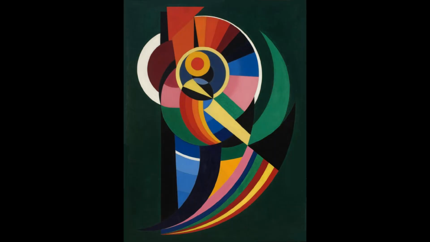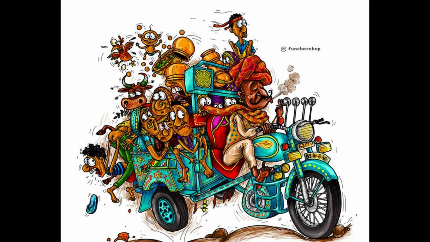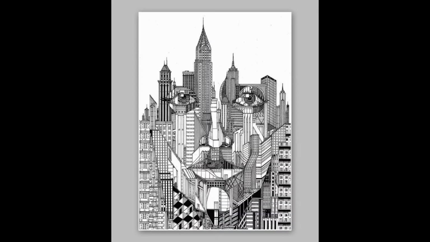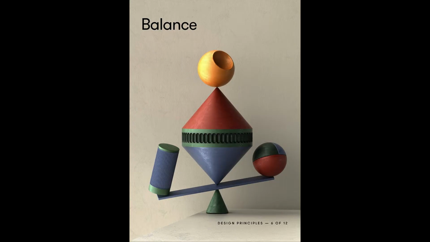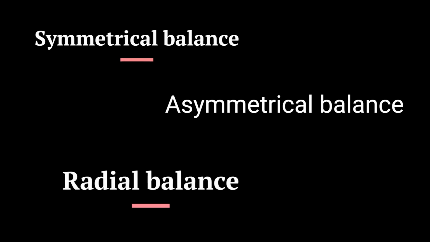Balance refers to the overall distribution of visual weight in a composition. A well-balanced composition feels comfortable to look at. Each visual component of an artwork has a visual weight. Types of balance include symmetrical balance, asymmetrical balance, and radial balance.